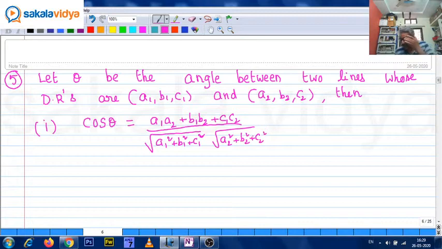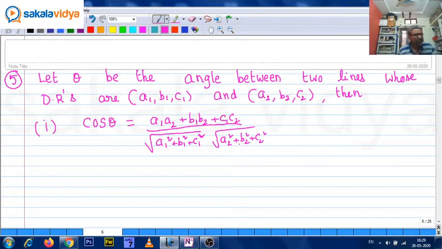Is the screen not clear? I think the screen is clear. Yes. Put 360p or go and come back.